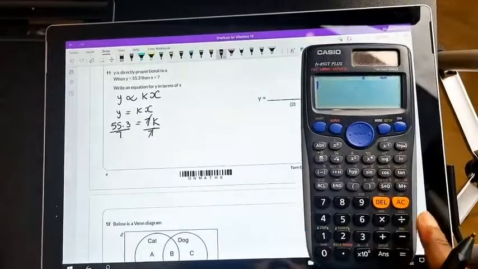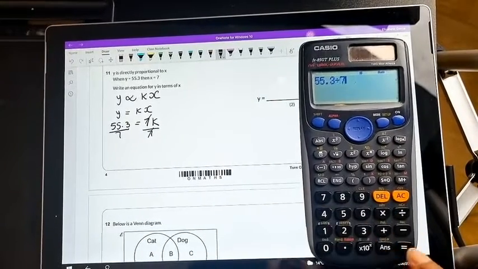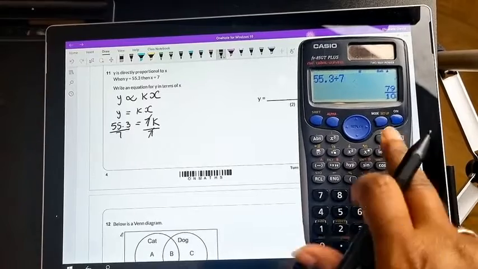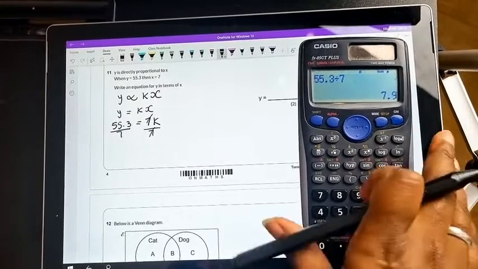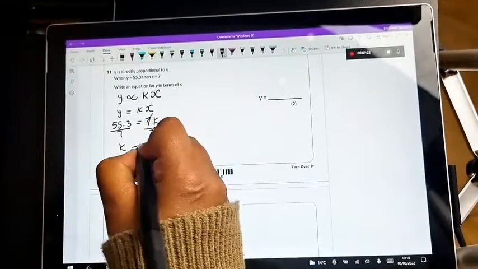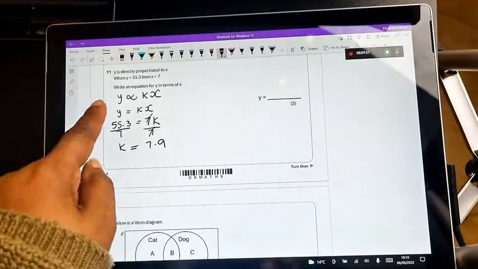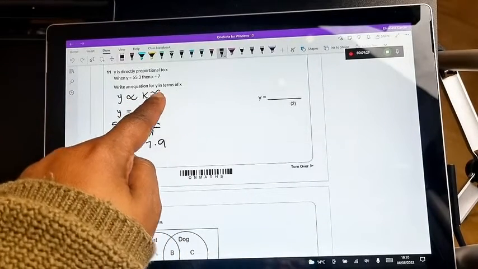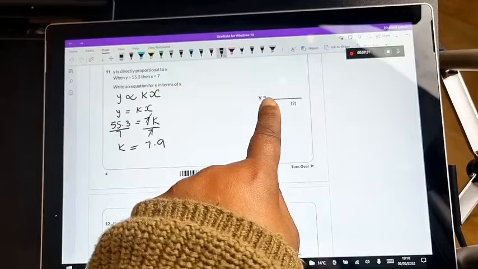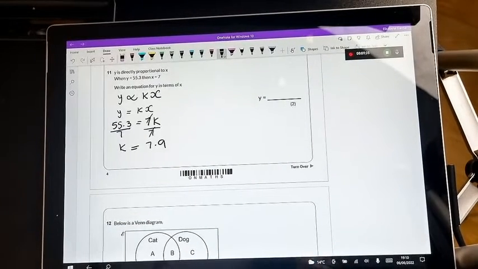Okay, guys, grab your calculator. Don't be heroes here doing long multiplication. I don't want to see short multiplication or long. I don't care. It's a calculator paper. Okay, 7.9. So K is equal to 7.9. So now that we have the answer, they say write an equation for Y in terms of X. They already gave you a clue, but this might not be on your exam. Okay?